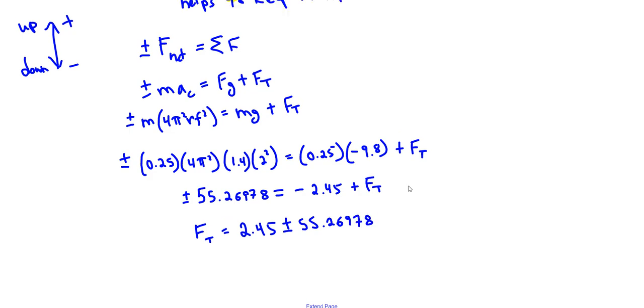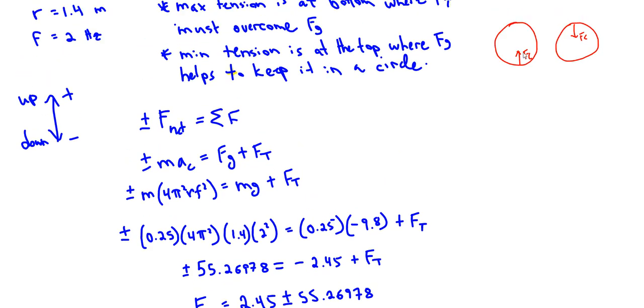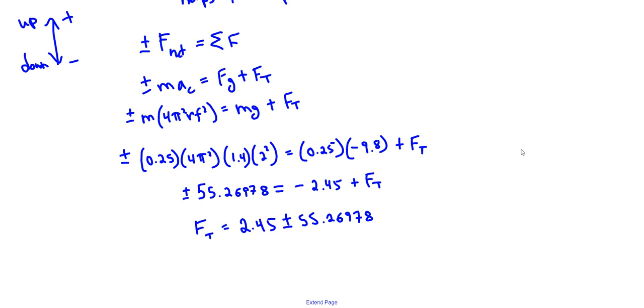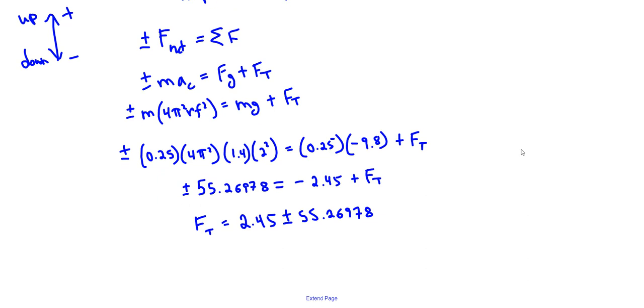55.26978. And if I go back up to my red circles here, I see in one instance I have it pointing up, and in one instance I have it pointing down. That's my centripetal force, which is my net force, which is what I calculated on the left. So that makes sense that it would be plus or minus. We could do one calculation and then another calculation, but doing the plus or minus saves us some time. So that means we're going to have two values for our force of tension.